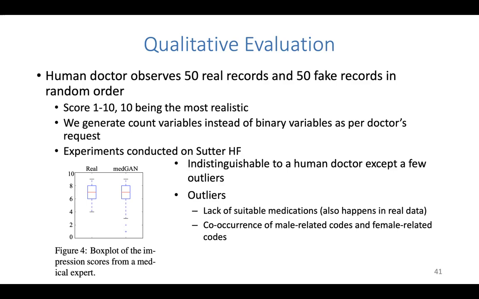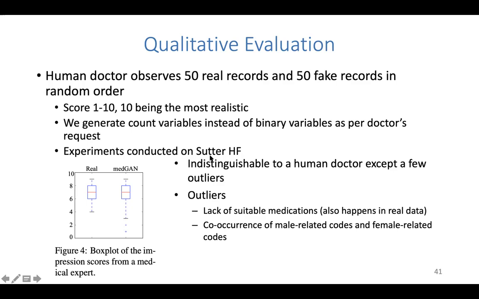And some other cases are lack of suitable medications. For example, if a patient has hypertension, then there should be a medication for hypertension, like antihypertensive medications. But MedGAN just failed to generate those medications, so it made the doctor say this must be fake. But the same thing also happened in the real data set as well. So it's not particularly the fault of MedGAN, but at least this kind of phenomenon, co-occurrence of male-related and female-related codes, never happens in real data. So MedGAN is not a perfect generator, at least.